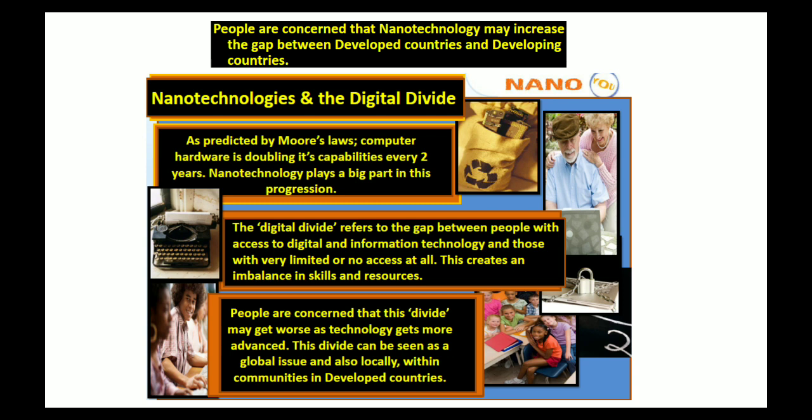The digital divide refers to the gap between people with access to digital and information technology and those with very limited or no access at all. This creates an imbalance in skill and resources. So basically we have to deal with the digital information and with the people who are not dealing with this. We have to keep the balance between digitalization and skill. People are concerned that this divide may get worse as technology gets more advanced. This divide can be seen as a global issue and also locally within communities in developed countries.